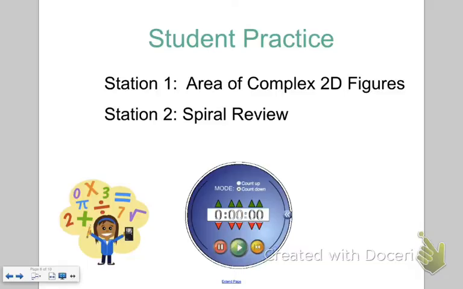You're going to be doing some practice on your own with finding the area of complex two-dimensional figures, and the second station for today will be a spiral review on systems of equations.